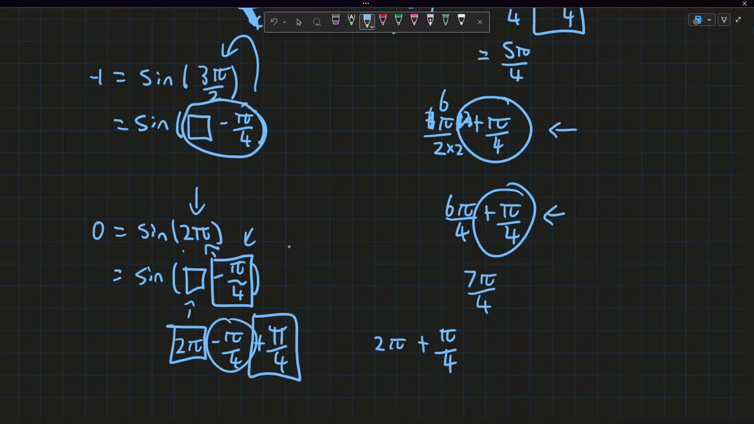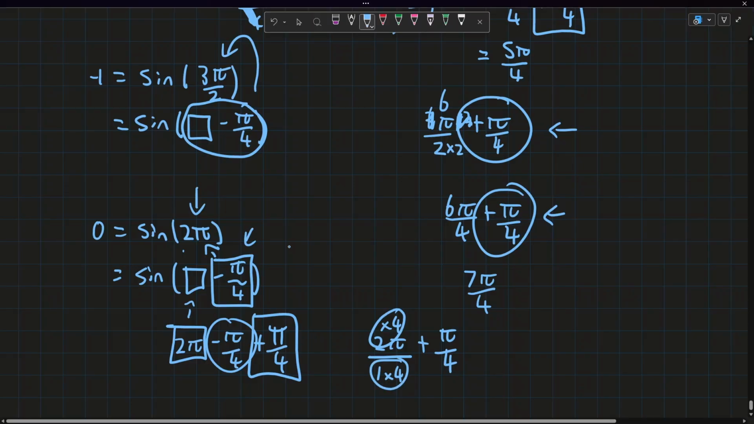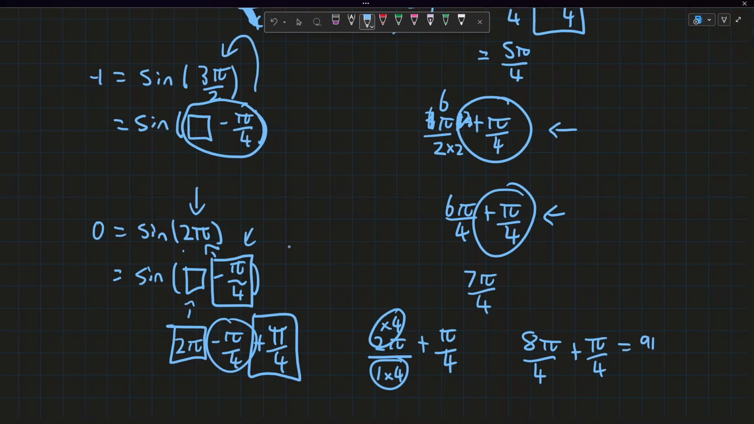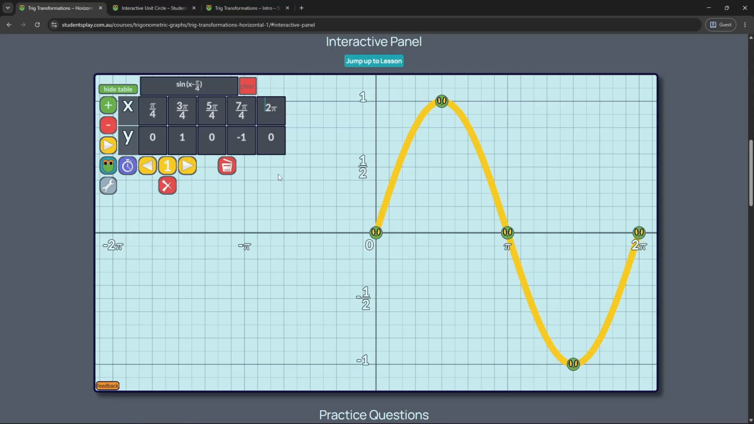Yeah, so 2 pi, we need to make this into being over 4. So currently it's over 1, so if we times it by 4 on the top and bottom, we'll get 8 over 4. So 8 pi on 4 plus pi on 4, and we get 9 pi on 4. Let's put that in here, 9 pi on 4, and that will get us our 0.